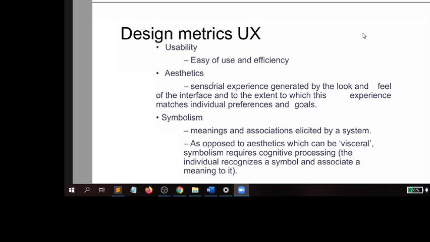So a sensory experience has to be generated by the look and a few other things. Symbolism, meaning the association elicited by a system. In other words, now we are in the era of using emojis and such kind of things. How do you use them to enhance your visual design, as we have discussed on the other side? Those visual designs must relate to what people will interpret. That's the cognitive processing. The individual recognizes a symbol and associates it with a meaning. If you put a particular symbol there and then when they go in, they find something else, then you see your design is very bad.